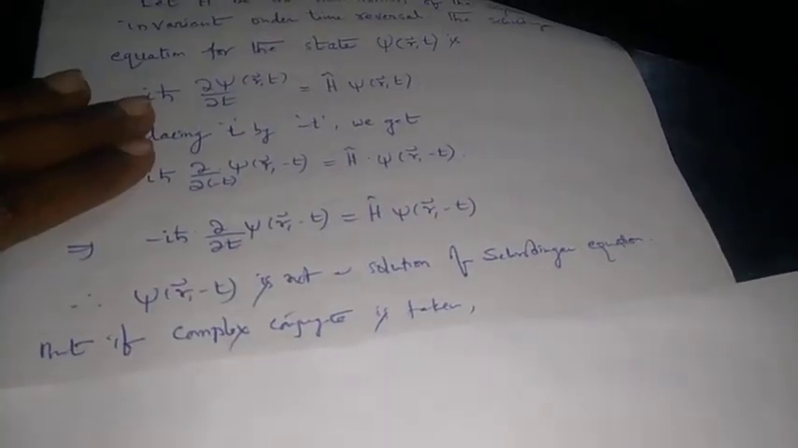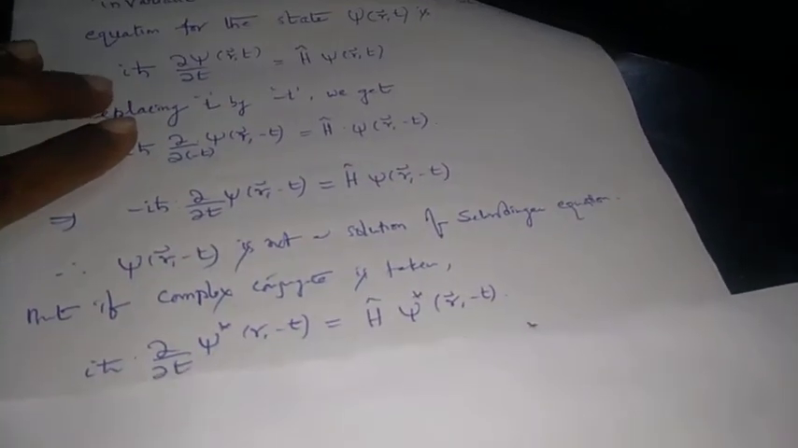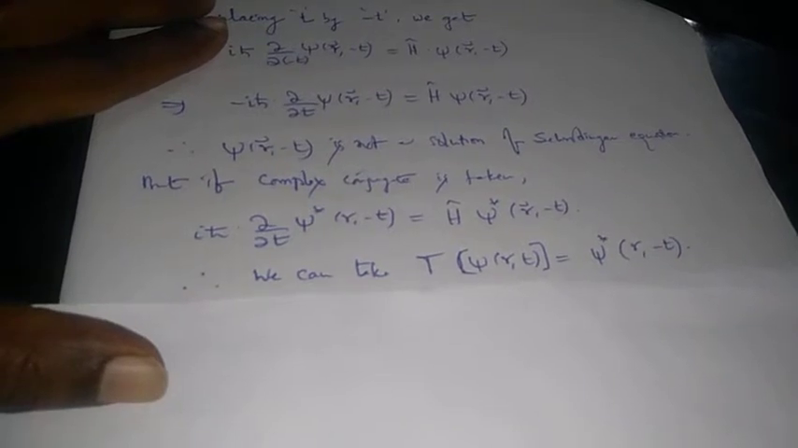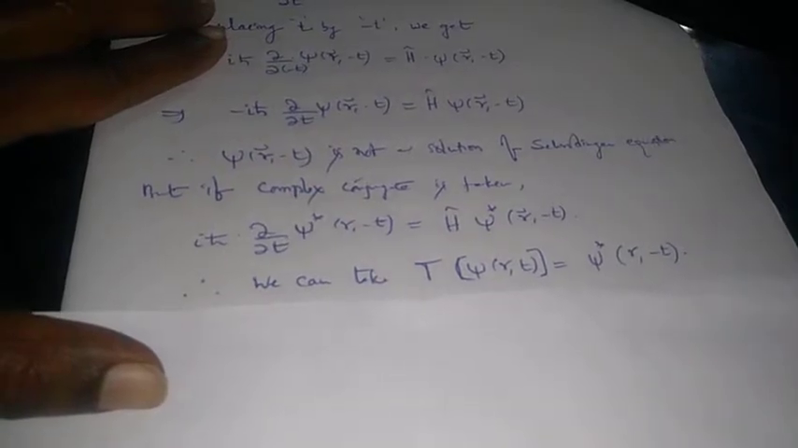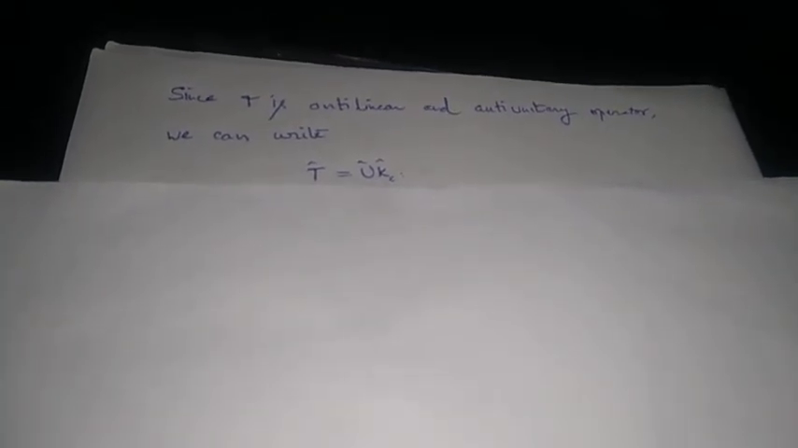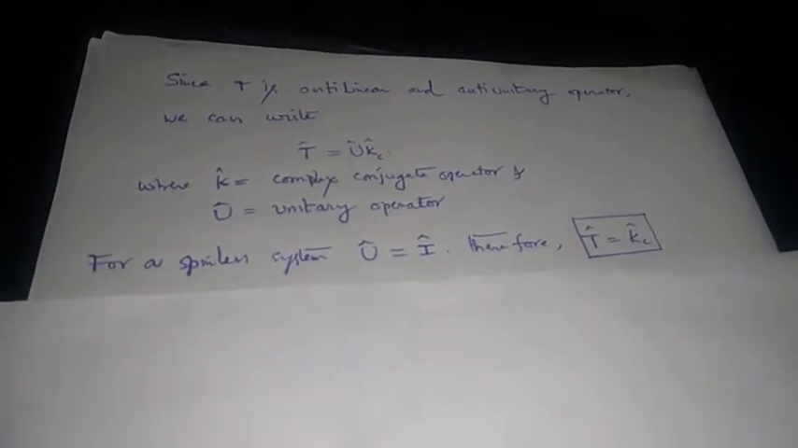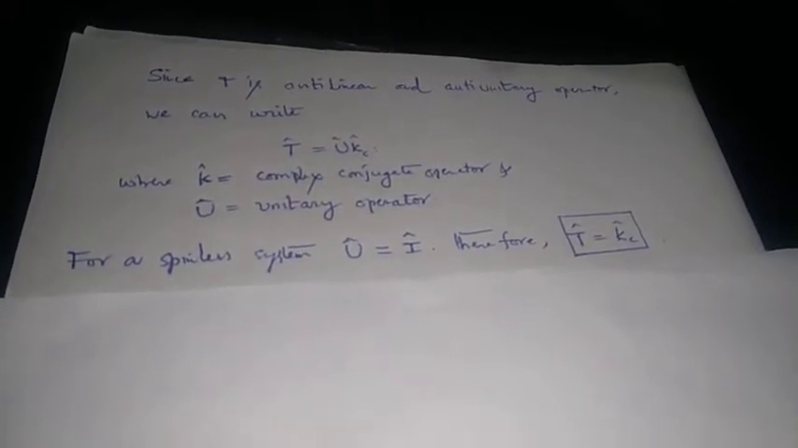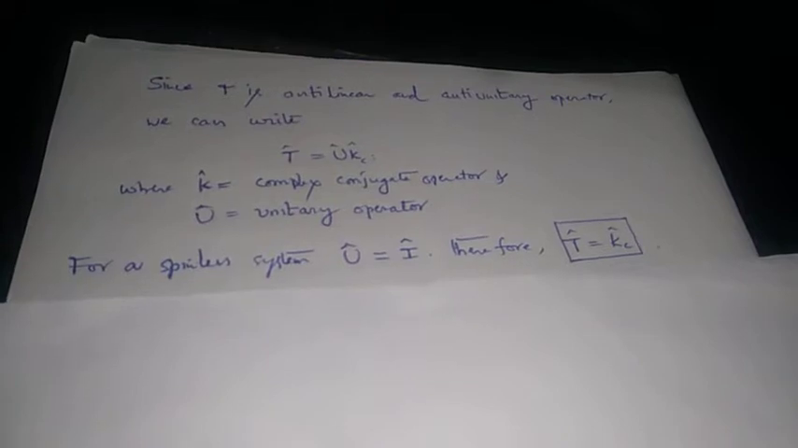But if you take the complex conjugate of the above equation on both sides, we get this equation, which says that psi star(r,−t) is a solution of the Schrodinger equation. Therefore, the time reversal operator, when it operates on the state function psi(r,t), will transform it to psi star(r,−t). So we take the time reversal operator T as a product of a unitary operator U and the complex conjugate operator Kc. For a spinless system, we can write this U operator as the identity operator I. So we can write the time reversal operator T is equal to Kc.